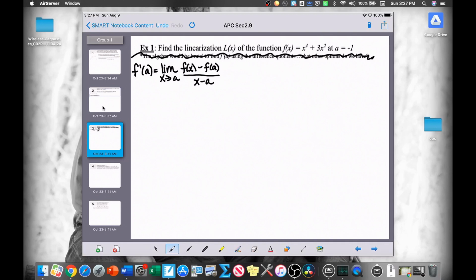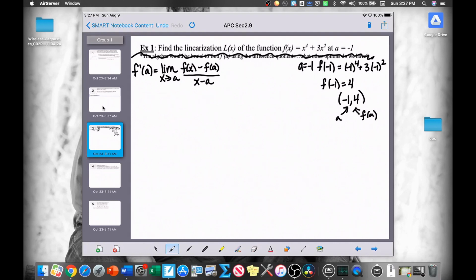So in order to use this difference quotient, it would be nice if we knew what the value of f of a was. They told us that a is negative 1, so f of negative 1 is going to be equal to negative 1 to the fourth power plus 3 times negative 1 squared, which when we do the math, negative 1 to the fourth is 1, negative 1 squared is 1, so 1 plus 3 is 4. So we find out that the ordered pair negative 1, 4 is our a, f of a ordered pair on our curve.